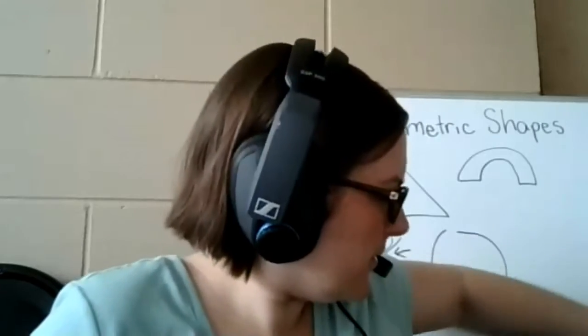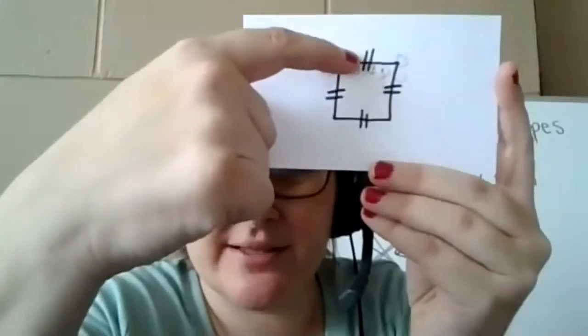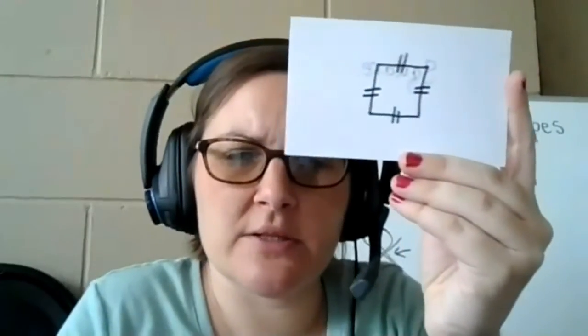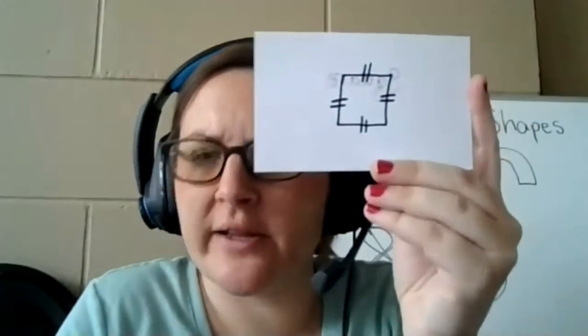Jacob Stone has a question. Yes, Jacob. Why is there lines in the middle of the shapes? Can you talk louder? I can't hear you. Why is there lines in the middle of the shapes? These lines, yes, because I'm telling you that these are all equal. That's what it means. See how they're equal signs?